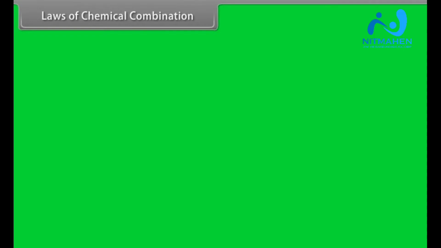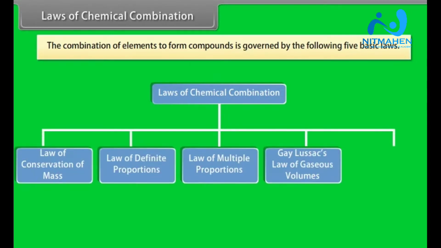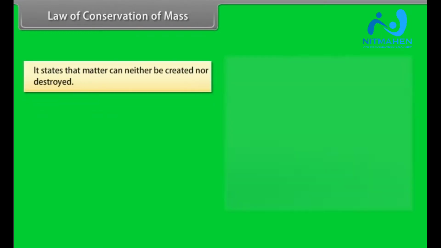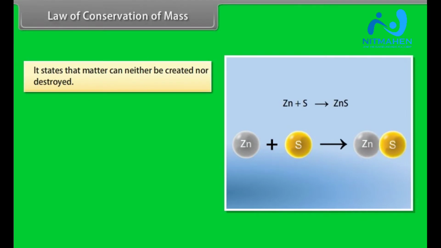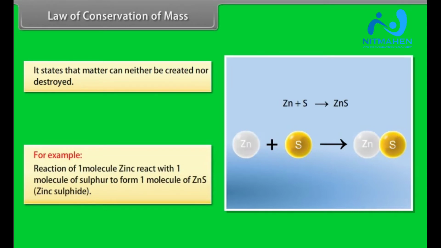Laws of chemical combination. The combination of elements to form compounds is governed by the following 5 basic laws. Law of conservation of mass. It states that matter can neither be created nor destroyed. For example, one atom of zinc reacts with one atom of sulfur to form one molecule of zinc sulfide.